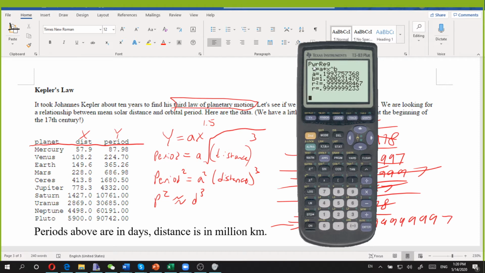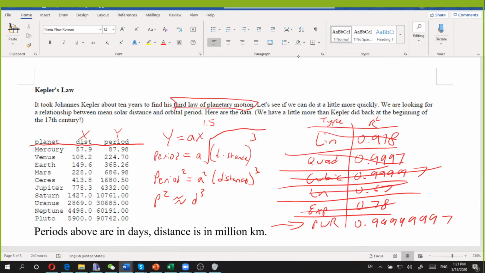To repeat, in order to transform a power function back to a linear function, do I need to take the natural log of x, the natural log of y, or the natural log of both? Natural log of both, perfect. I'm going to make a table for that really quick.